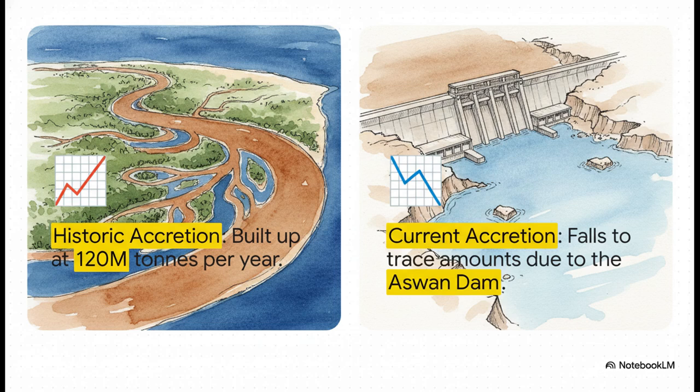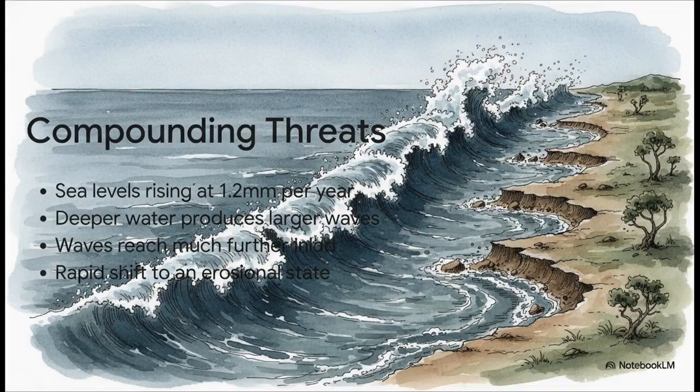The culprit is the Aswan High Dam upstream, which has trapped the sediment. This has created a massive imbalance, essentially starving the delta of its vital building blocks. When you combine that sediment starvation with physical climate changes, you trigger a chain reaction of compounding threats. Global sea levels are rising at a rate of 1.2 millimeters a year. This means the coastal water is getting deeper. Deeper water produces larger, higher-energy waves that can now crash much farther inland. So a system that was historically a low-energy depositional environment is rapidly and dangerously shifting into a high-energy erosional state.